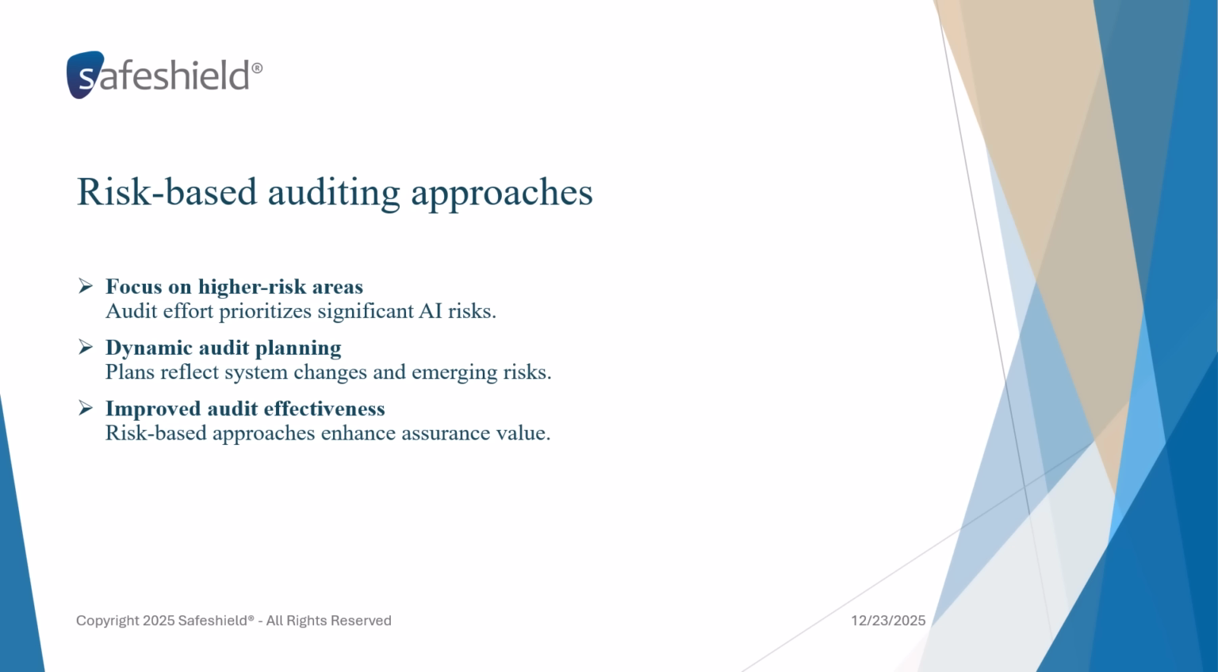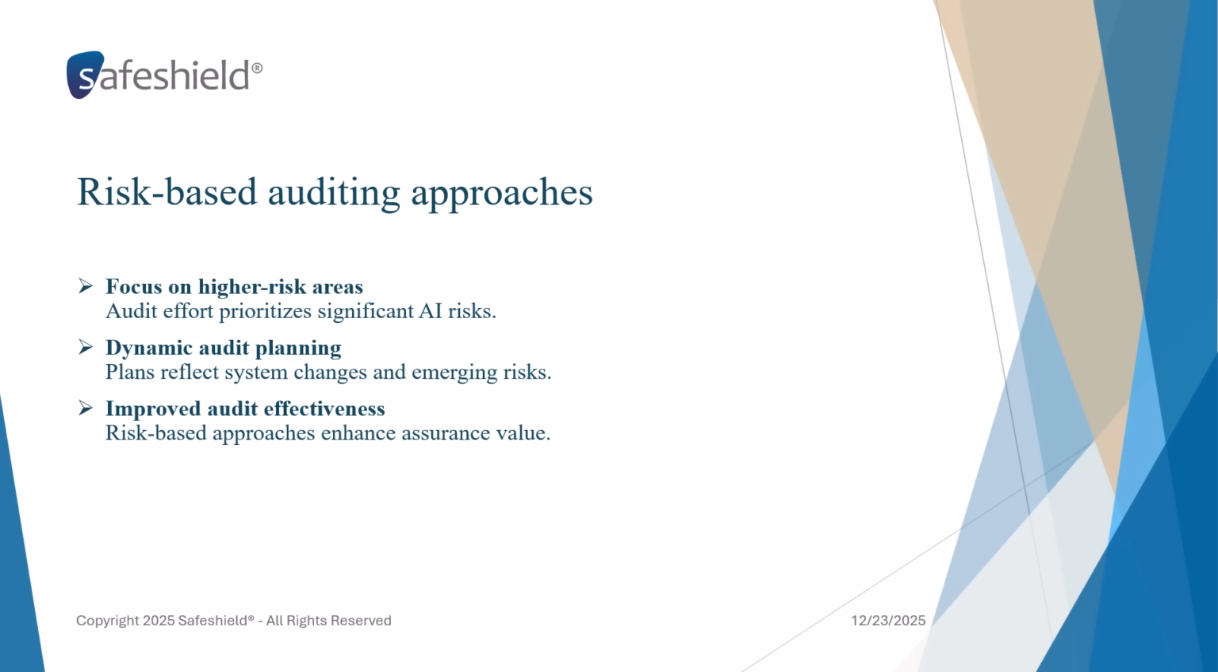Risk-based auditing ensures that audit effort is focused where potential impact is greatest. ISO 42001 supports this approach by requiring organizations to identify, assess, and prioritize AI-related risks as part of the AIMS. Audits should leverage this risk information to determine audit scope depth, sampling intensity, and focus areas.